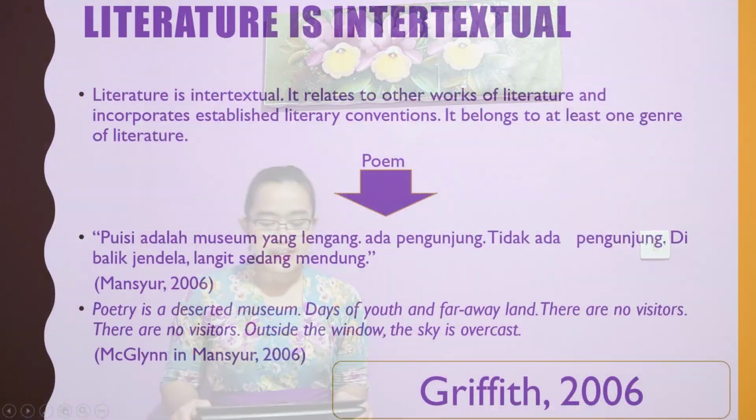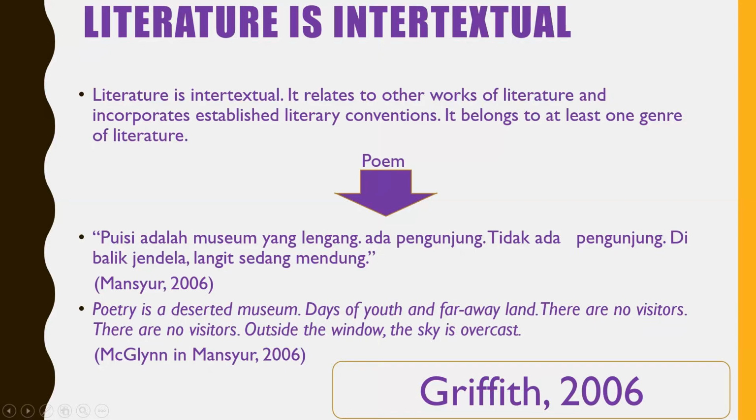The last one is literature is intertextual. Literature is intertextual means that it relates to other works of literature. It incorporates established literary conventions, and it belongs to at least one genre of literature. Literary genre is identifiable by their conventions.